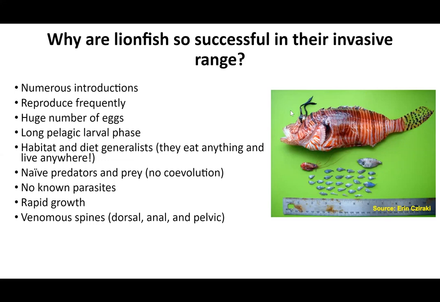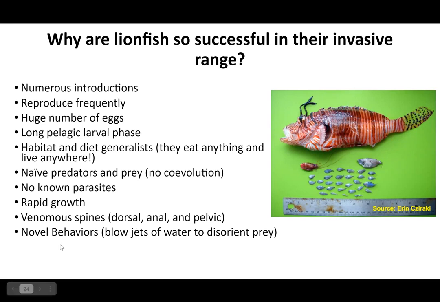Now, this one doesn't have any spines on it, but as I showed you in the first picture of them, they have spines on them. And those spines are venomous on their dorsal side. So again, they would be here. Their anal fins and their pelvic fins also have spines on them. So they are venomous.